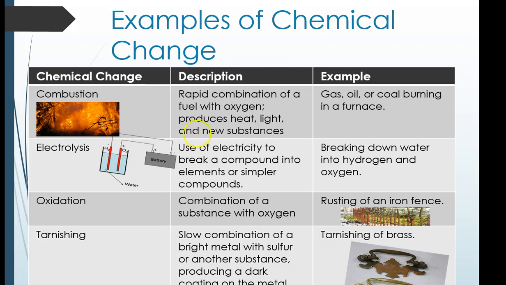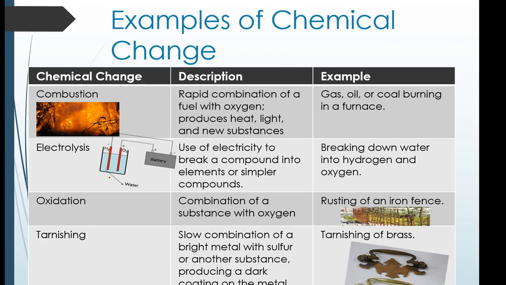Some more examples of chemical change: combustion, so fire. Remember, our product after something catches on fire is completely different from what we started with. Electrolysis, this is pretty neat. You'll probably do this in high school. This is how you break water back down into hydrogen and oxygen. You add electricity to it, which causes the hydrogen to disassociate from the oxygen, and you get hydrogen gas and oxygen gas that come off separately.